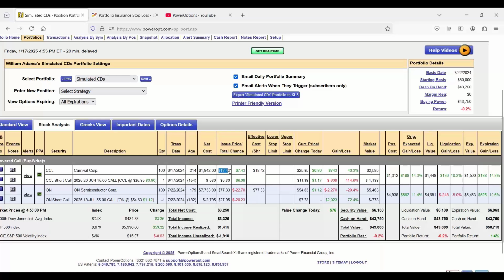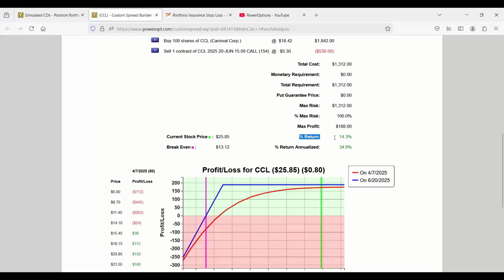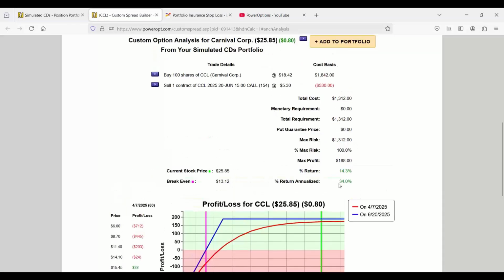Sorry, I didn't go through that. Carnival at 18.42 on July 22nd, 2024 could have sold the June 15th call for 5.30. And so we take a look at that profit and loss chart. Max return was 14.3%. The annualized return, well, it's only 34 because we're at the halfway point at this time. But again, a position where we bought the stock at 18 and we went $3 in the money to the 15 strike call. So we're still that good deep range in the money, good probability of being assigned. We'll see that later. And the break even's down to 13.12.